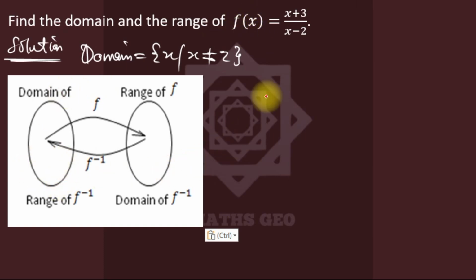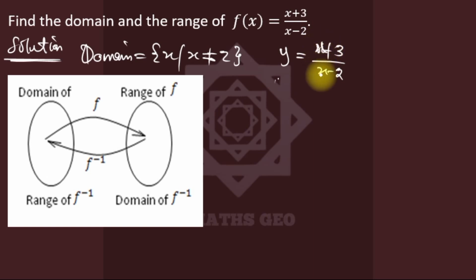So let's get the inverse. To get the inverse, remember the steps. First thing I have to do is write f of x as y, so that f of x is always y. They are the same. So let's make x the subject of the formula.